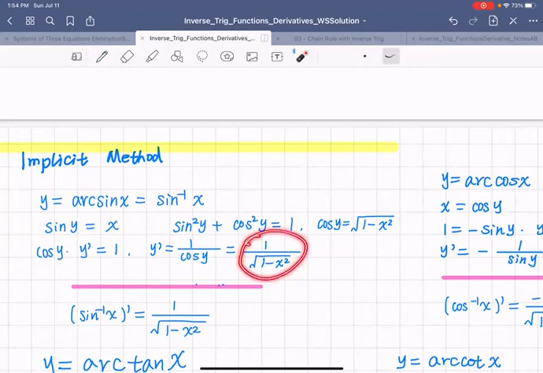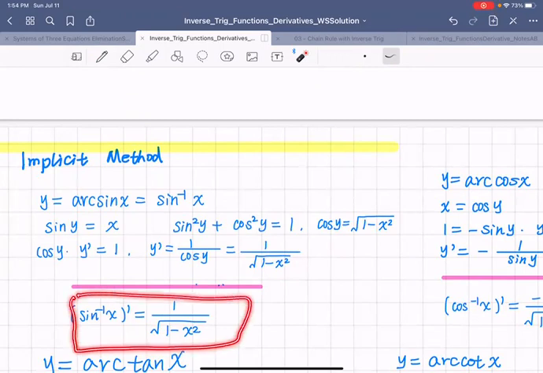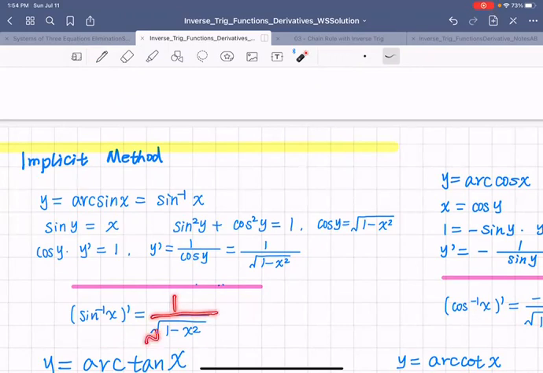You have to know how this formula comes from. You have to remember this formula also. So the sine inverse function derivative is 1 divided by the square root of 1 minus that guy squared. Okay, that's the formula. The next one.